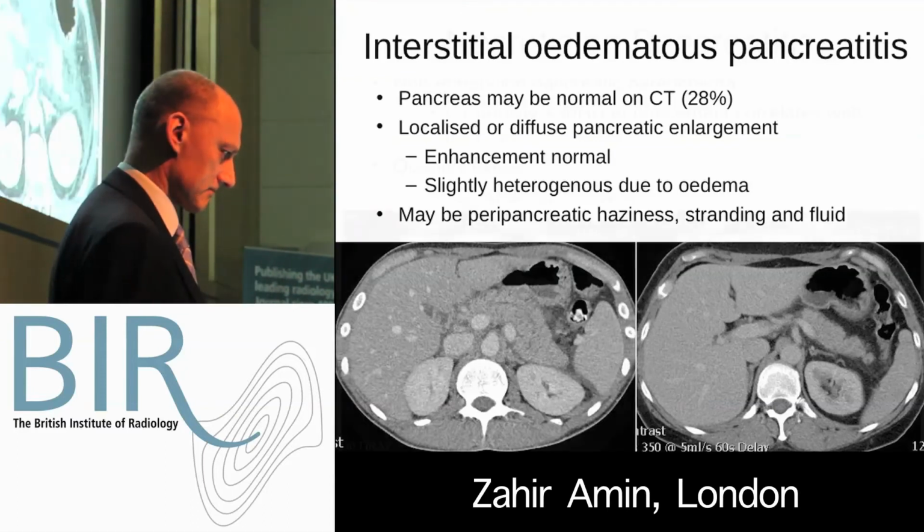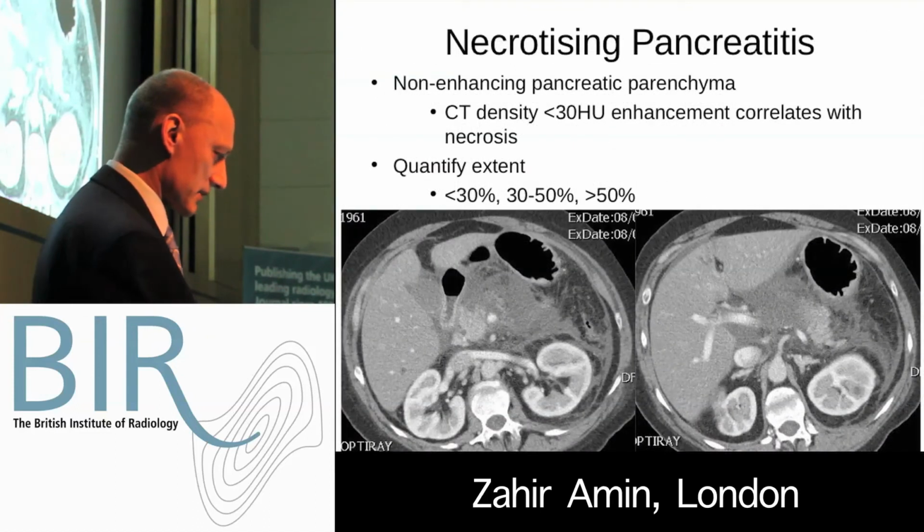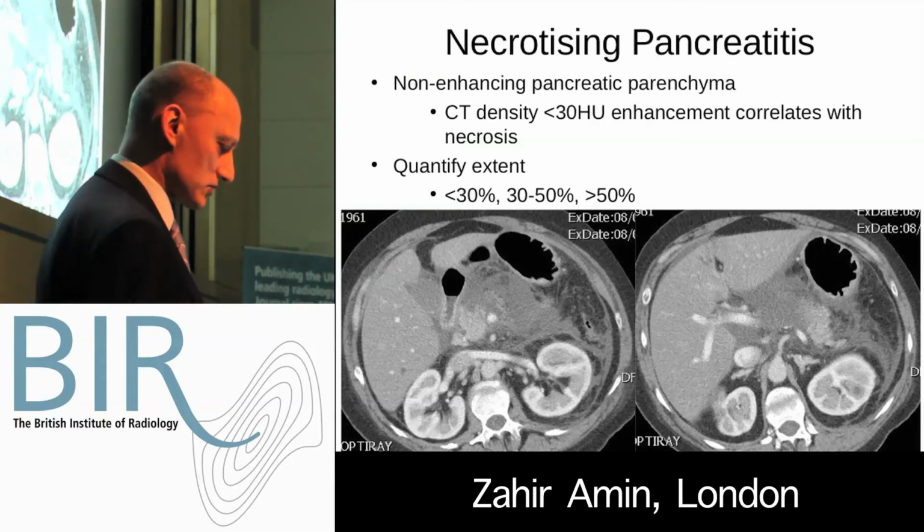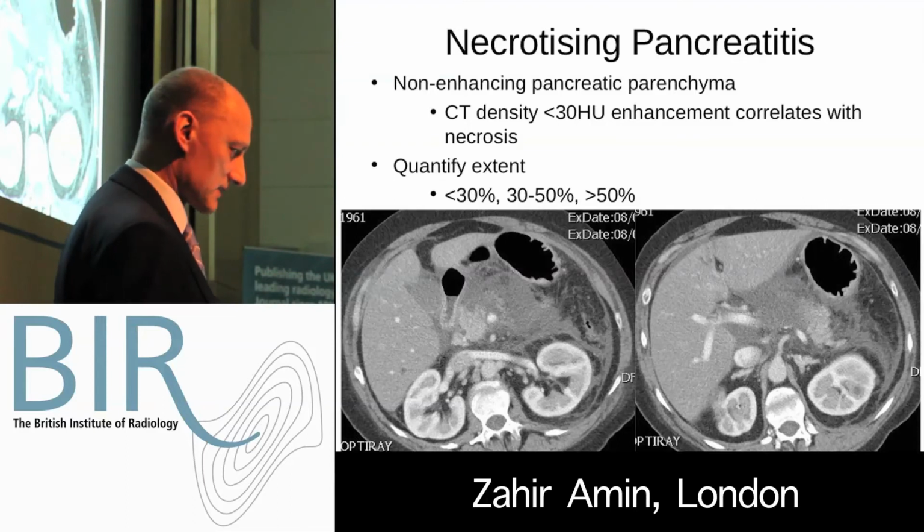With necrotizing pancreatitis, we get non-enhancement of the pancreas, and this is central necrosis. You can see the head of pancreas enhanced quite well, non-enhancement of the neck and body, and then some non-enhancement extending into the tail of pancreas. It's useful to try to quantify the extent of the necrosis that we see.